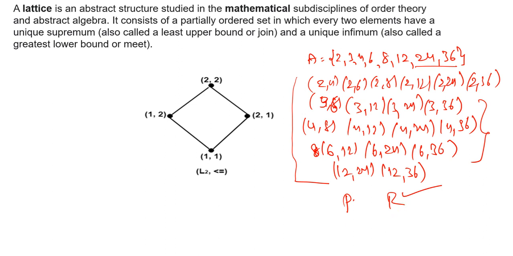(2,4) belongs to R and also (4,8) belongs to R. After this, is (2,8) existing or not? (2,8) is also existing. So it is transitive. So it is a poset. So we can draw the Hasse diagram for this. Draw the Hasse diagram directly.